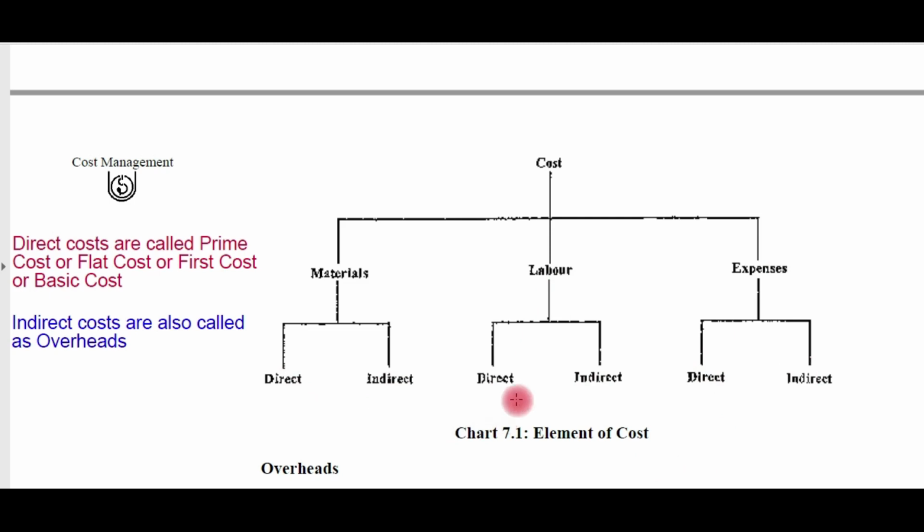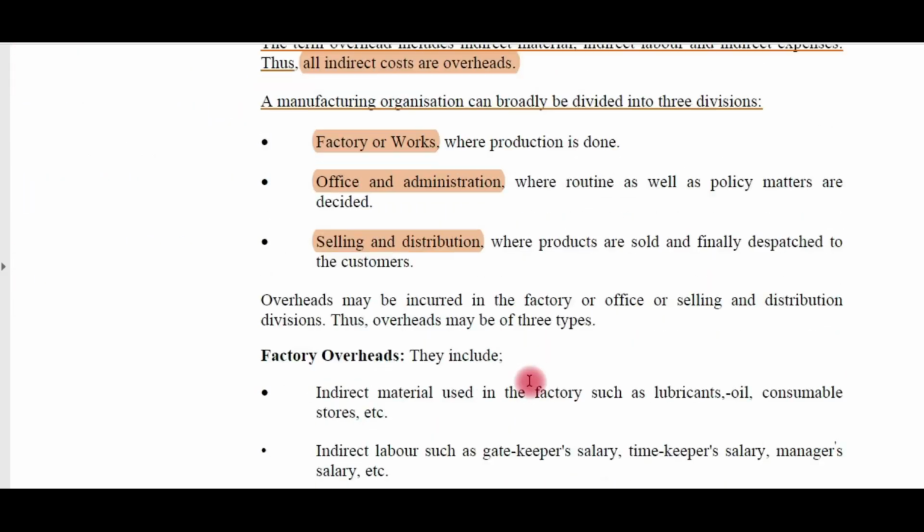These direct costs are called prime cost or flat cost or first cost or basic cost. Four different terminologies are there for direct costs. For indirect costs, the term used is overheads. Okay, direct costs are also called prime costs or flat costs, first cost or basic cost. Indirect costs are also called overheads.